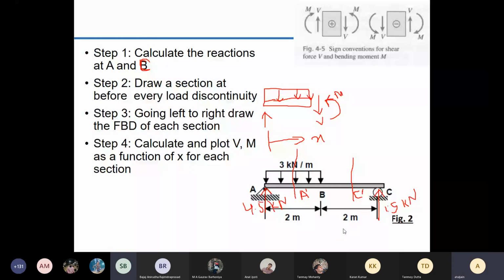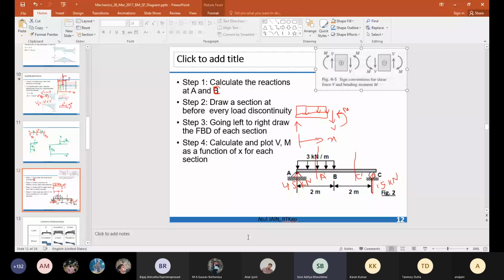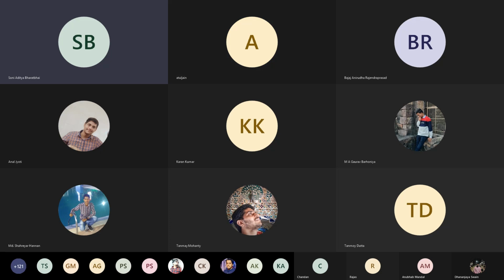Sir, I have a question. When we are considering the section from 2 to 4, can we replace this uniformly distributed load by a single force at its center, or we cannot do that? Yes, you can do that, for calculating, for both. Taking section AC prime, I will replace this entire uniformly distributed force by a single force of 6 kilonewton acting at a distance of 1 meter from A. Correct, that's right. And V and M will be the same.